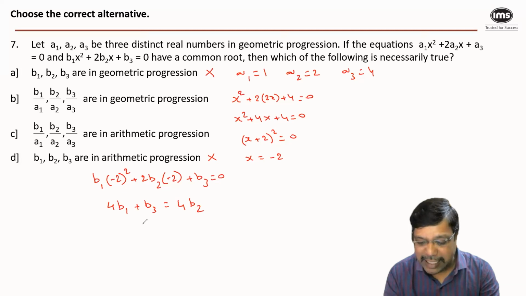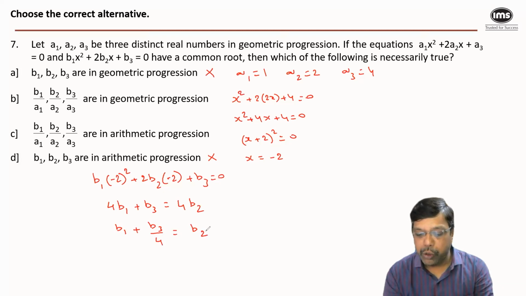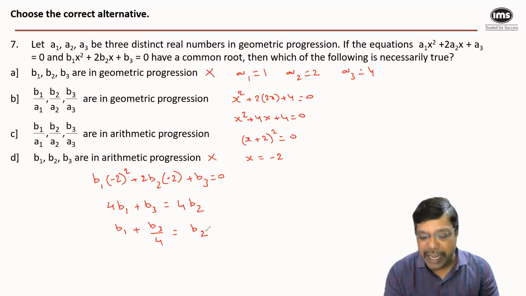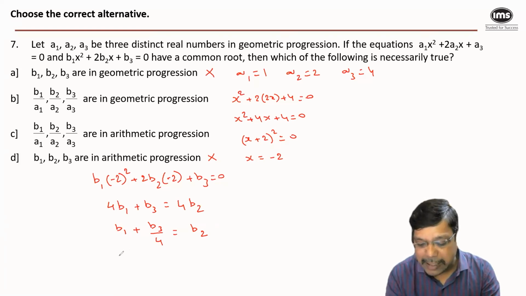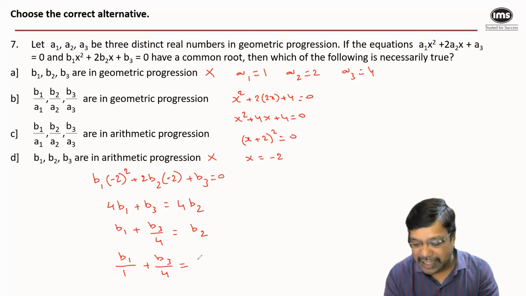So I can write this as, if I divide by 4 throughout, I get b1 plus b3 by 4 is equal to b2. Now, in order to be able to compare it with b1 by a1, b2 by a2, and b3 by a3, I will write this as b1 by 1 plus b3 by 4 is equal to 2 into b2 by 2.